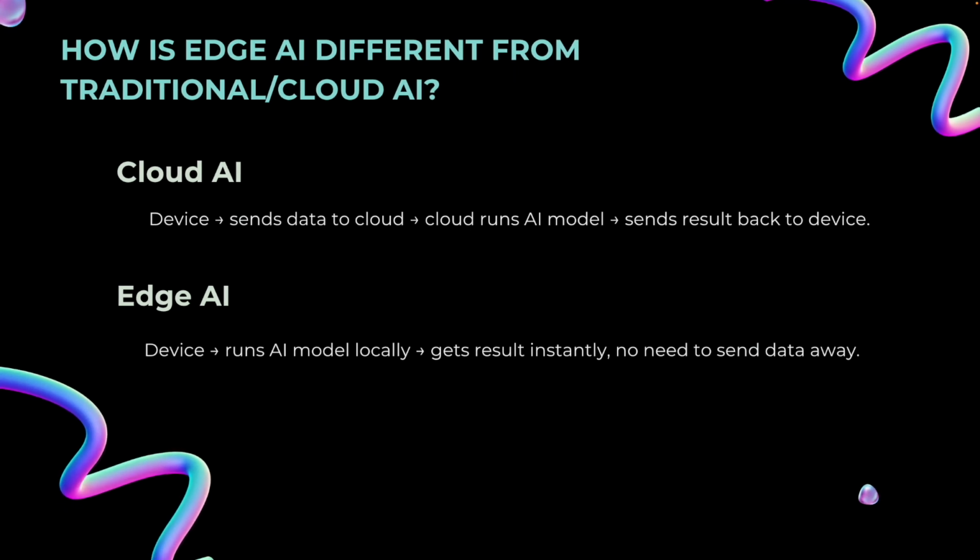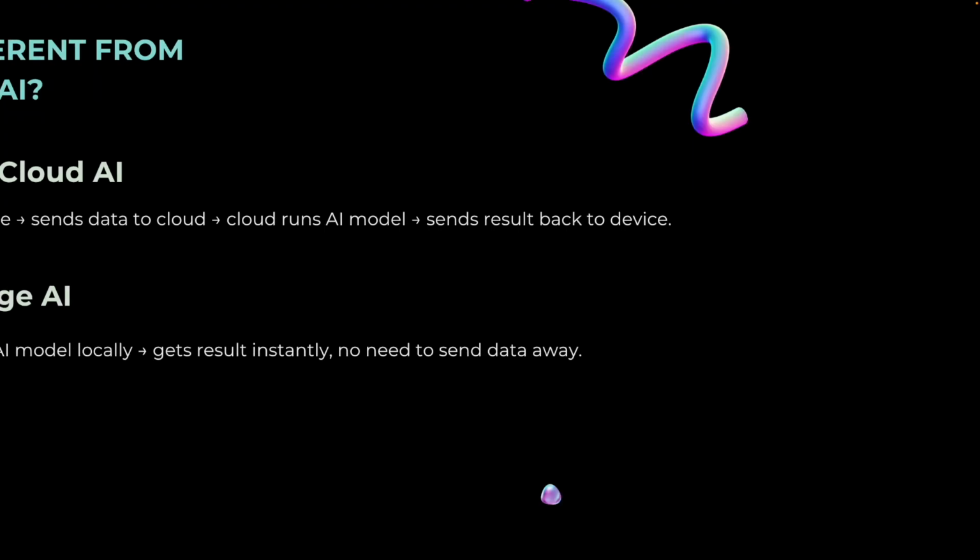Cloud AI: the device sends data to the cloud, then the cloud runs the AI model and sends the result back to the device. But for Edge AI, the device runs the AI model locally, gets the result instantly, and there is no need to send data away.